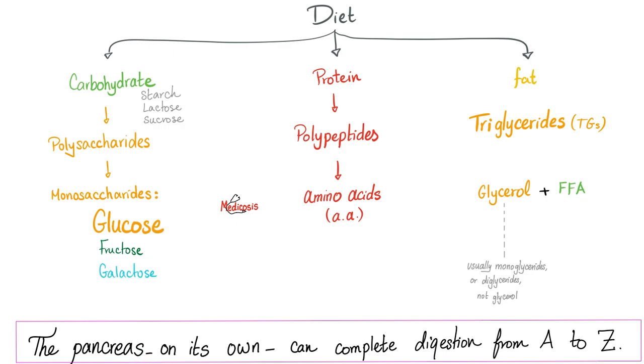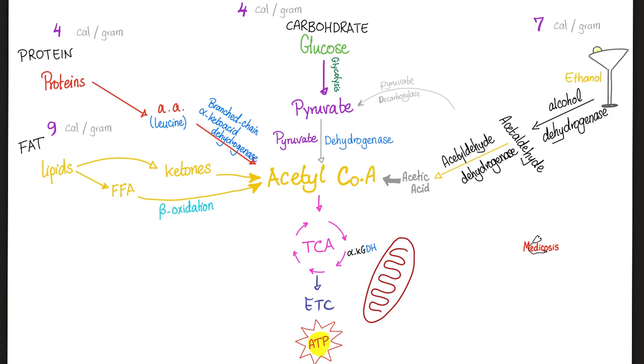Note that the pancreas alone can complete digestion from A to Z. The pancreas has pancreatic amylase to digest carbohydrate. Your pancreas secretes pancreatic lipase and colipase and phospholipase to digest fat. Moreover, the pancreas can secrete, ready? Trypsin, chymotrypsin, carboxypeptidase to digest proteins. And you know from biochemistry that proteins will give you 4 calories for each gram.